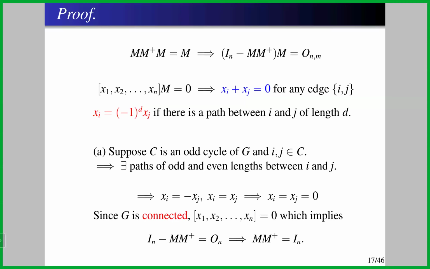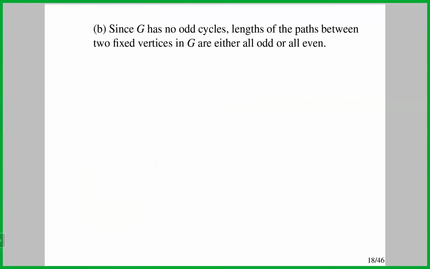Now let's move on to case B. Suppose G has no odd cycle. So if it does not have odd cycles, or it is a bipartite graph, then the lengths of the paths between any two fixed vertices are either all odd or all even. And you can see why that is the case, because if you have an odd path and an even path between two vertices, then you can make an odd cycle. So that's not the case. If you look at paths between any two vertices, either all paths are odd or all paths are even.